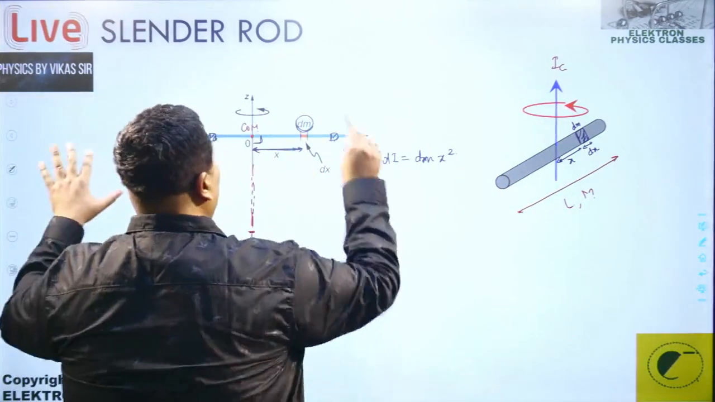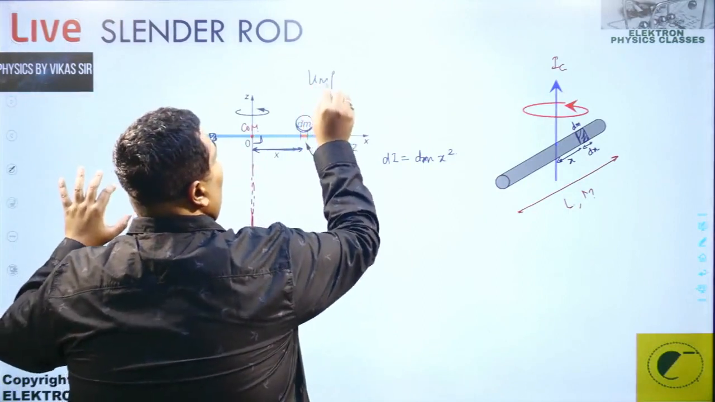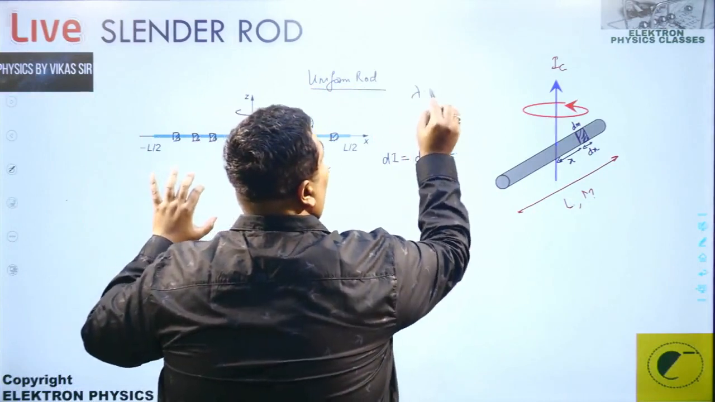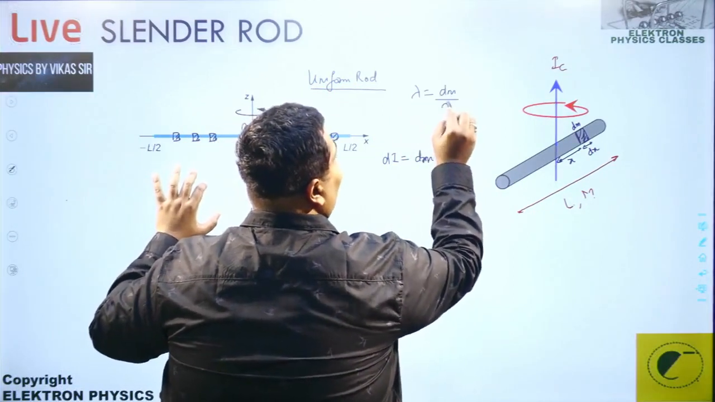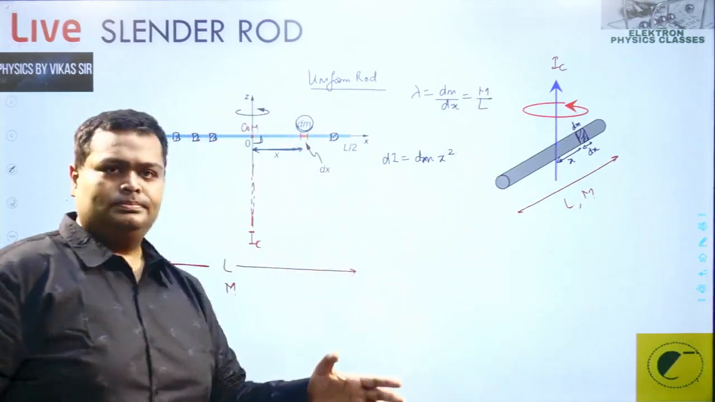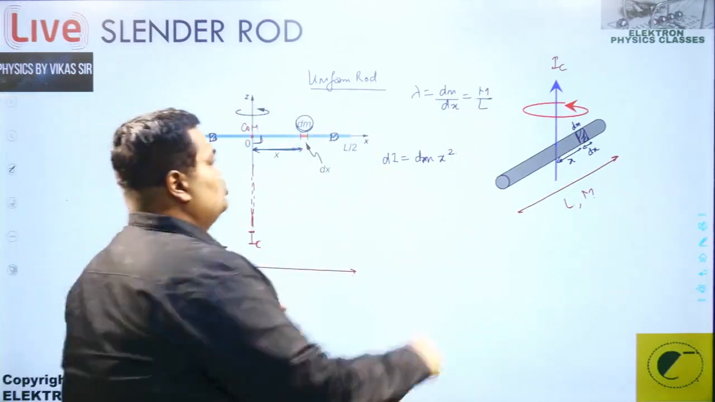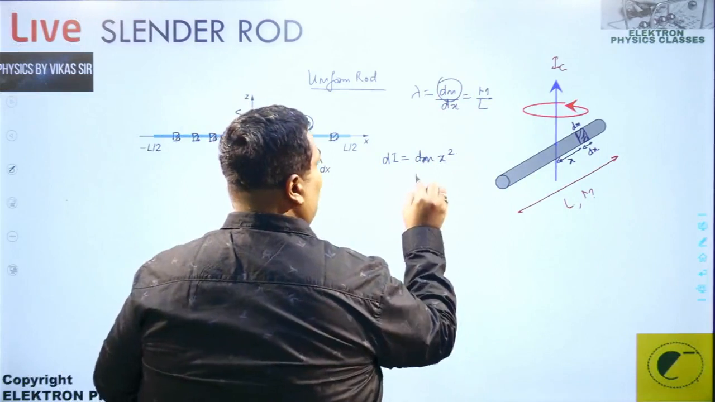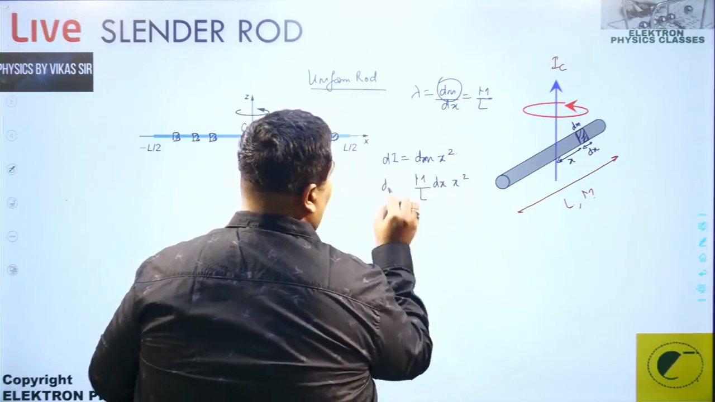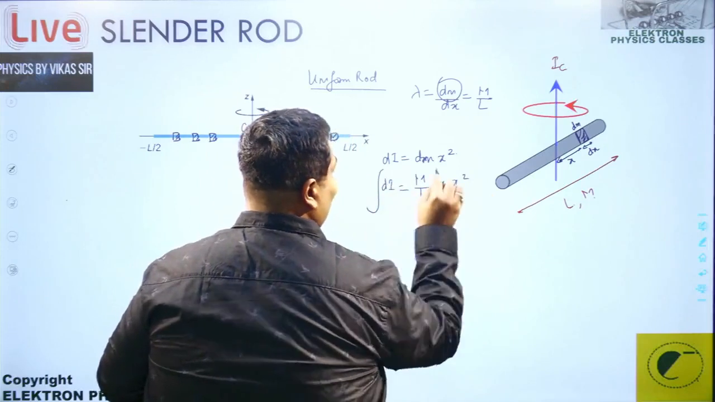It is a uniform rod. So I can use lambda as dm upon dx equal to M upon L since it is uniform. So I can write dm. So dm is how much? M upon L into dx, and into x square. That's the value for dI. And what do I do? I integrate this.